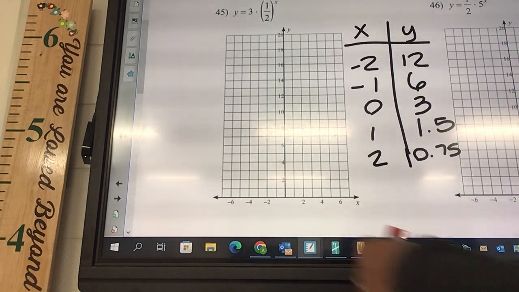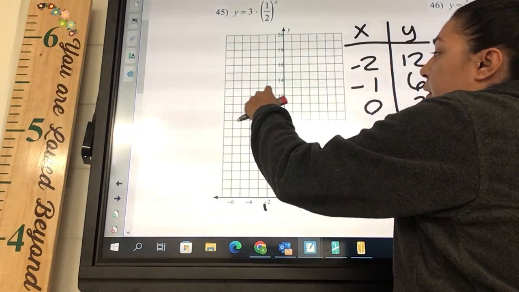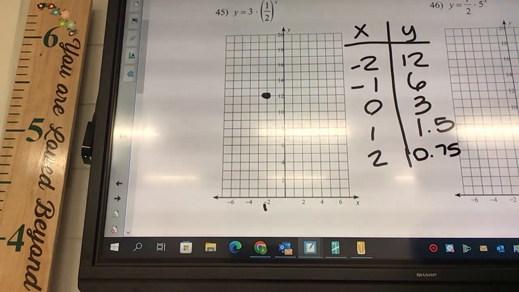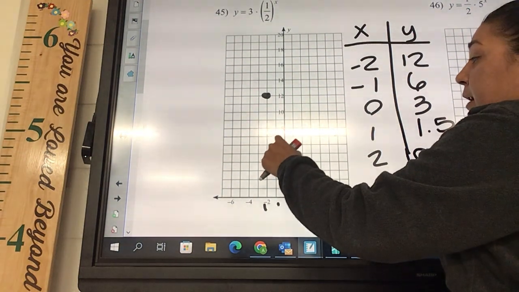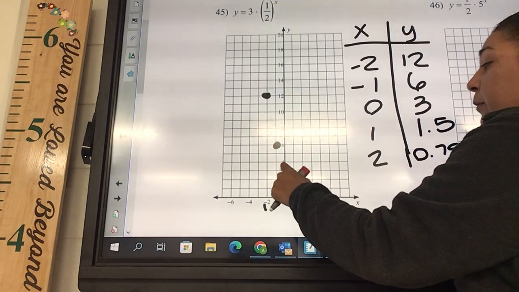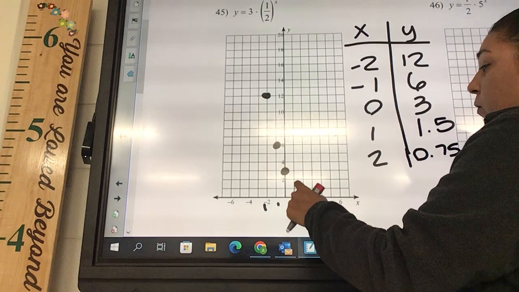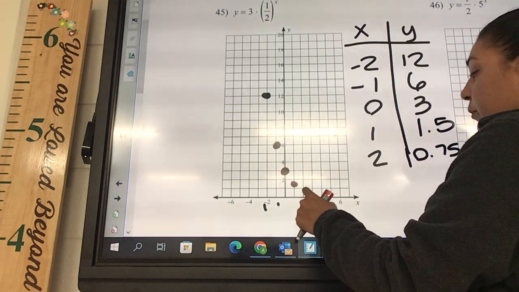Okay, so we're going to go to negative 2, and we're going to go all the way up to 12 and put our dot. We're going to go to negative 1 and go up to 6 and put our dot. We're going to go to 0, 3 and put our dot. 1 and 1.5, and 2 and 0.75.